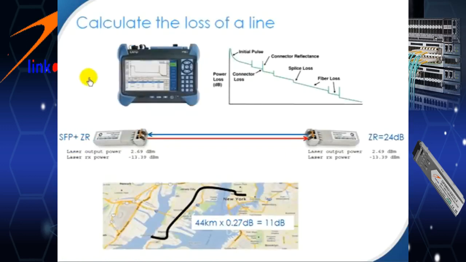If you want to calculate what your loss of the line is, you can use different techniques for that. You can use an OTDR, you can use the DOM feature of your optic, or you can just calculate how many kilometers your dark fiber is and multiply that by 0.27 just to be on the safe side.